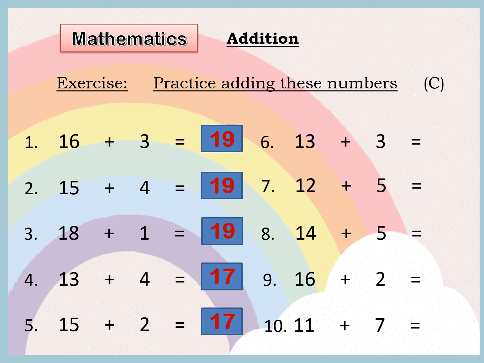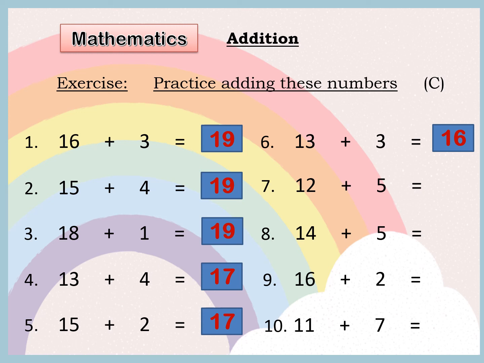13 plus 3. Now which digit is bigger? Is it 13 or 3? Of course, it should be 13. So 13 on your head and then 3 on your fingers. 13 plus 3 is 13, 14, 15, 16. So what's the answer? The answer is 16. Very good. Good job. What about 12 plus 5?